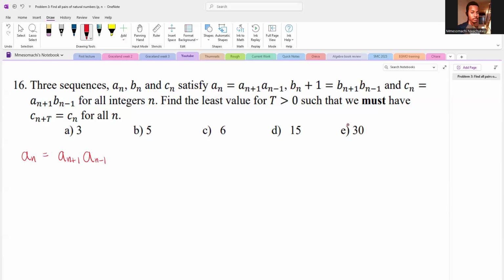So let's see if we can form some ratio. Here we have a(n) over a(n-1) is equal to a(n+1). Replace n with n+1, we'll have a(n+1) over a(n) equals a(n+2). Replace n with n+1 again, just generating subsequent terms. So I have a(n+2) over a(n+1) equals a(n+3).